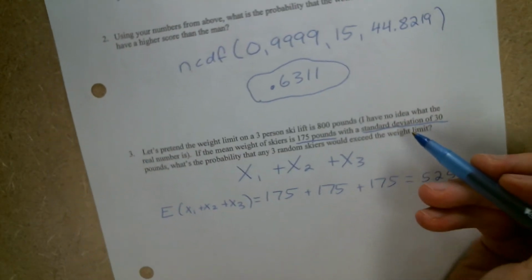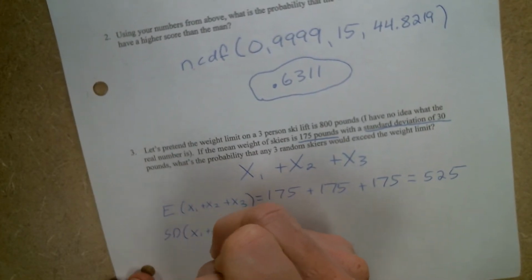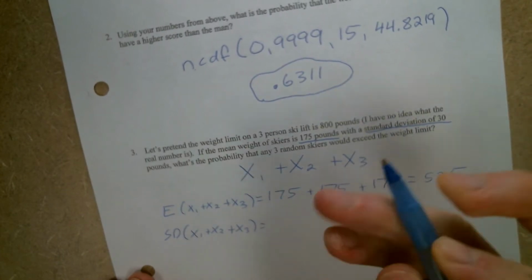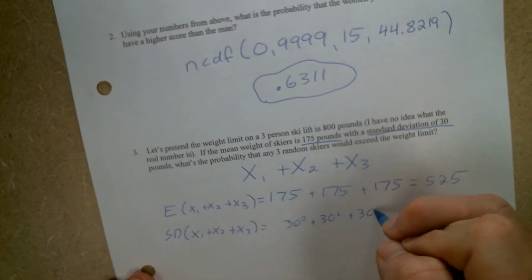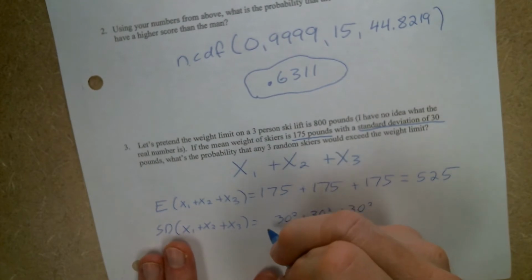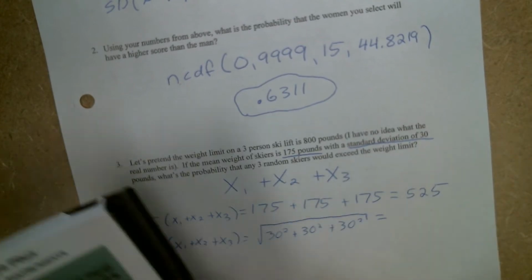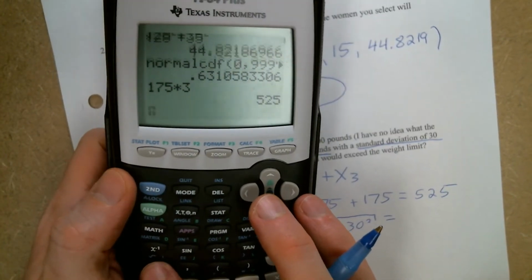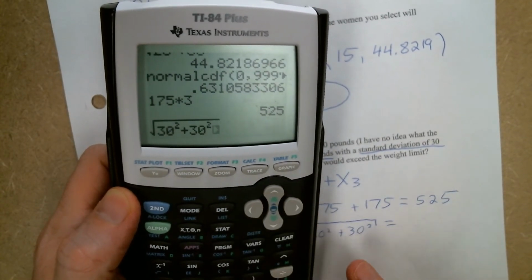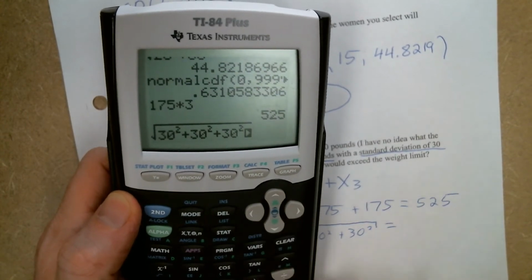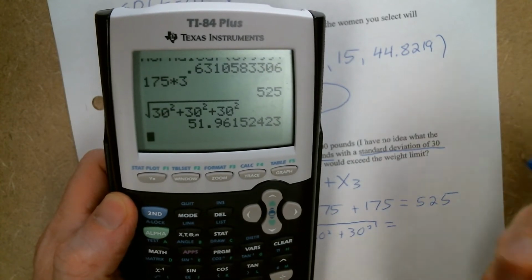Now, we've got to find their new standard deviation. And again, we don't just get to add the standard deviations, we have to add the variances. So that's 30 squared plus 30 squared plus 30 squared. But we don't want the variance, we want the standard deviation. So we have to take the square root to turn that back into the value we actually want. So we're left with the square root of 30 squared plus 30 squared plus 30 squared. I could have just done 30 squared times 3. But anyways, that gives 51.9615.